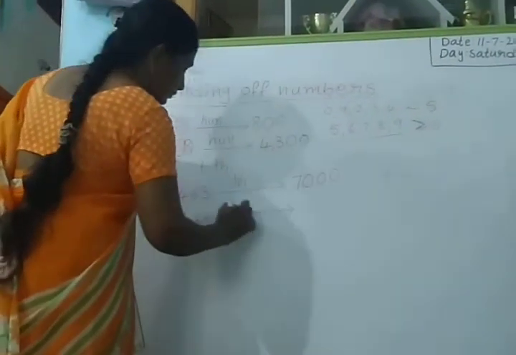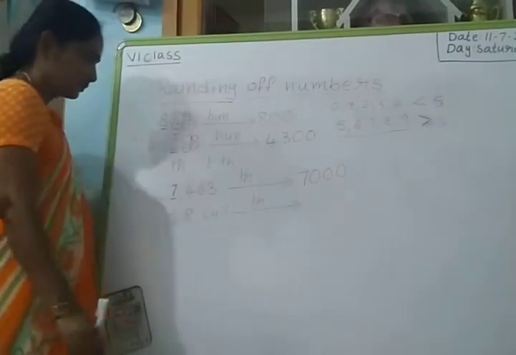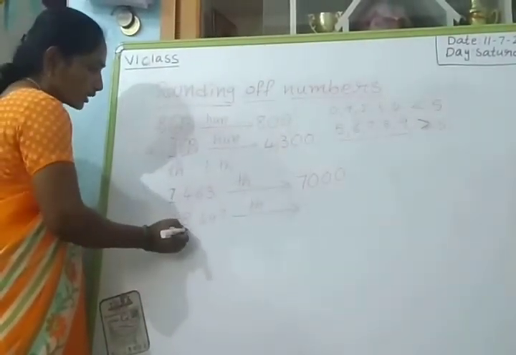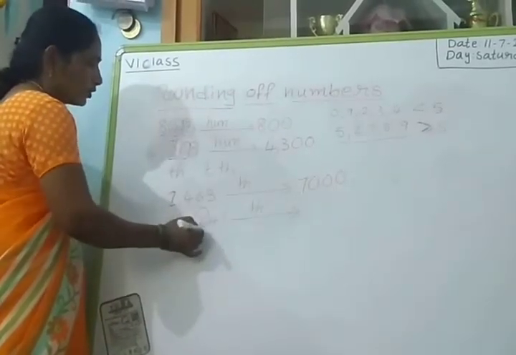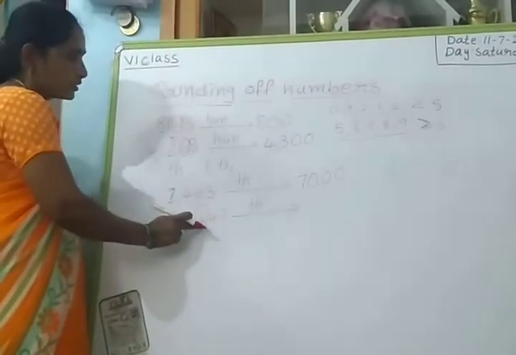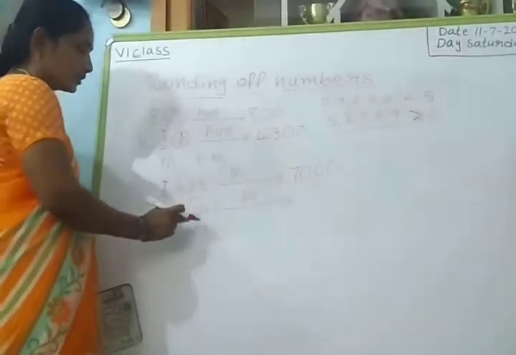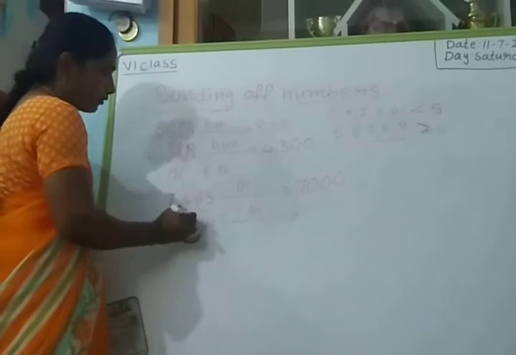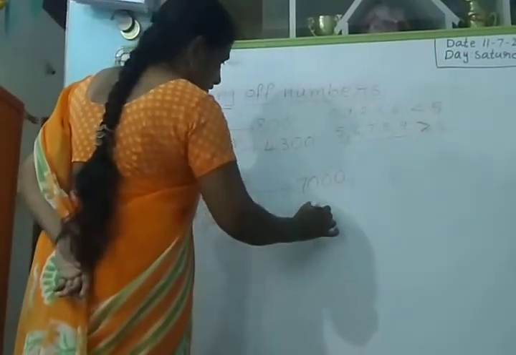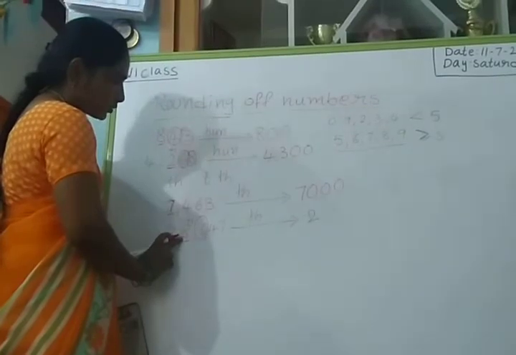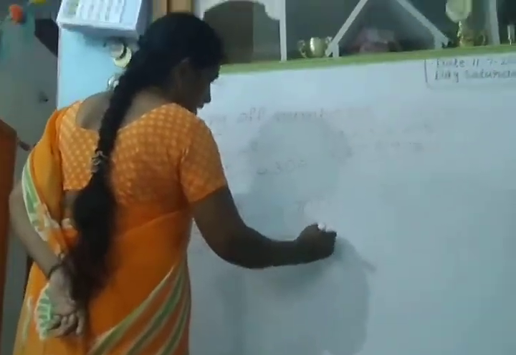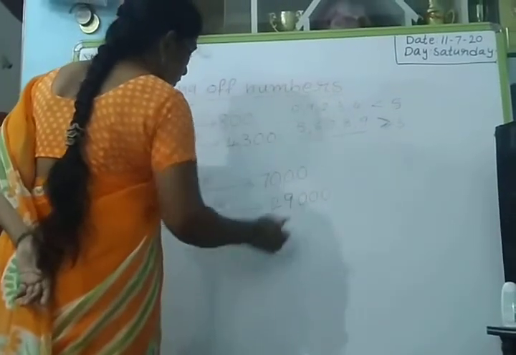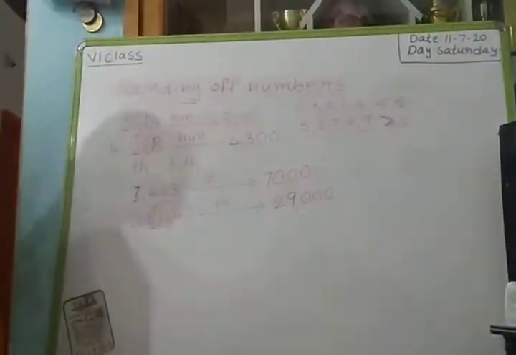One more example. 28,647. Round off to the nearest thousands. We are rounding the thousands place. Which one do we have to see? The hundreds place digit. What is there? 6. 6 is greater than 5. Then what do we have to do? Add 1 to the thousands place. Write the 10,000s place as it is. Thousands place 8 plus 1 is 9. The remaining 3 digits become 0. So we get 29,000.